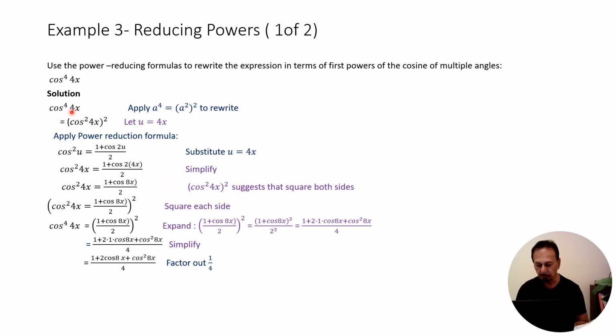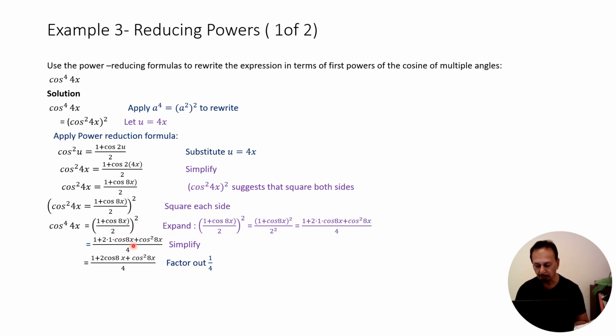Now we have a cosine square 4x, but we need to find cosine to the 4th of 4x. We know cosine to the 4th of 4x is the square of cosine square 4x. This suggests that we can square both sides. So we have the square of cosine square 4x equals 1 plus cosine 8x over 2. Now we can square each side. It becomes cosine to the 4th of 4x equals the square of 1 plus cosine 8x over 2.